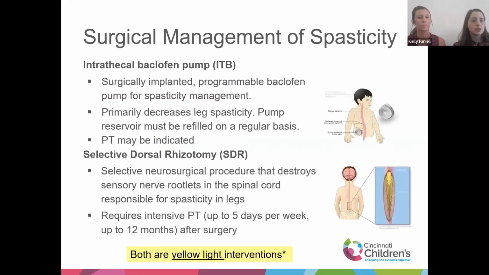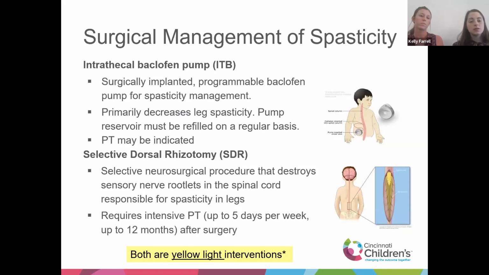Then there are some surgical management options that we can do to assist with spasticity, one being an intrathecal baclofen pump. Baclofen is a similar skeletal muscle relaxant chemical, which can be surgically implemented and then has to be refilled on a regular basis and can provide that relaxing stimulant to the child or individual's muscles. It has been found that PT may be indicated after a surgical baclofen pump placement, but not always.